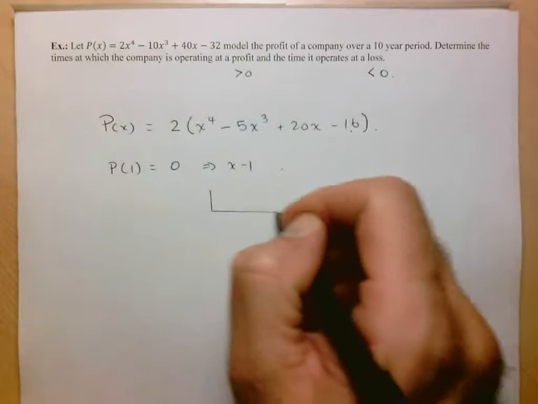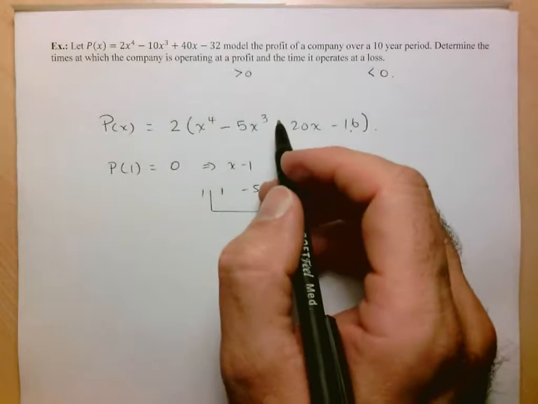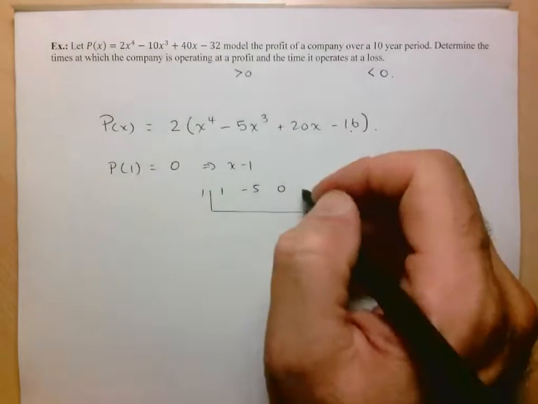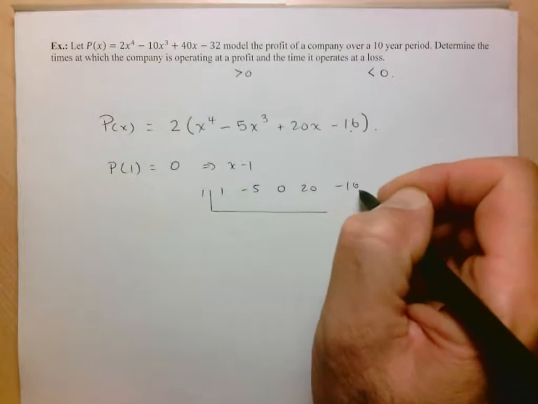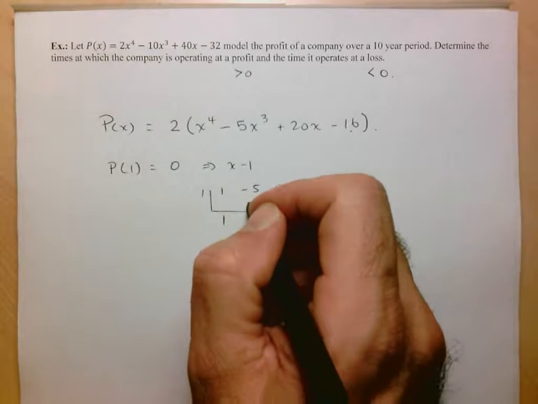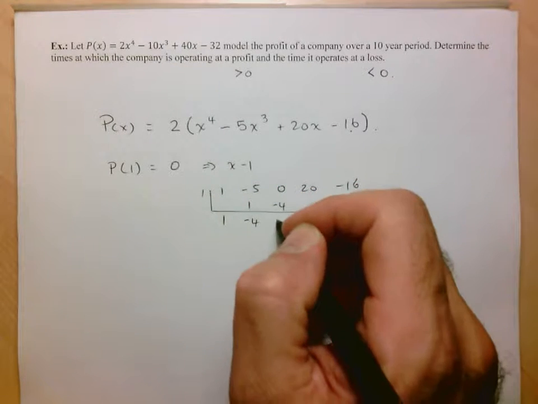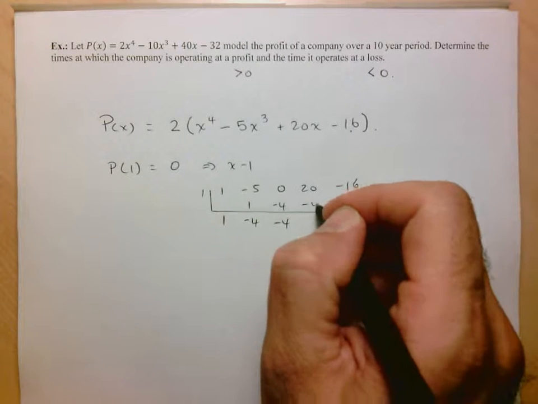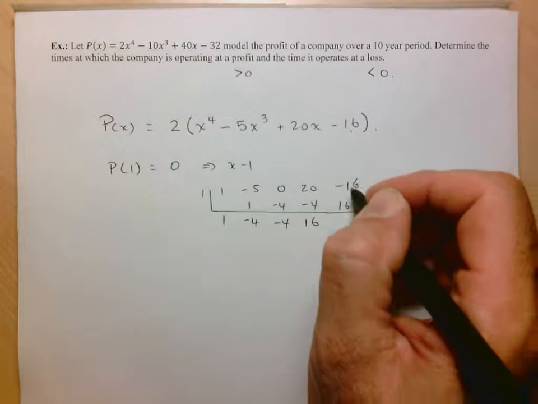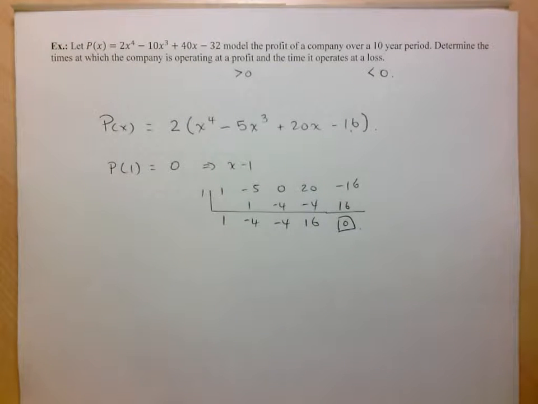So 1, negative 5. Be careful here because there's no x squared term, so you have to add the 0x squared. And we got 20 and negative 16, so let's just perform our synthetic division. So 1 times 1 is 1, so that gives me negative 4. 0 plus negative 4 is again negative 4. This gives me 20 minus 4, 16. And then here, negative 16 plus 16 is 0. So as expected, the remainder is 0.